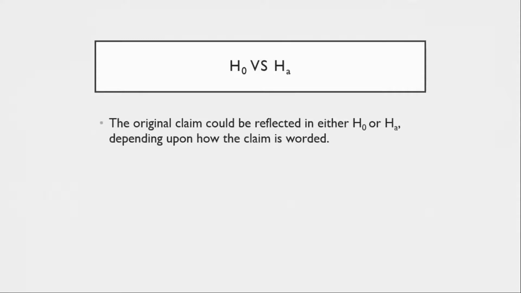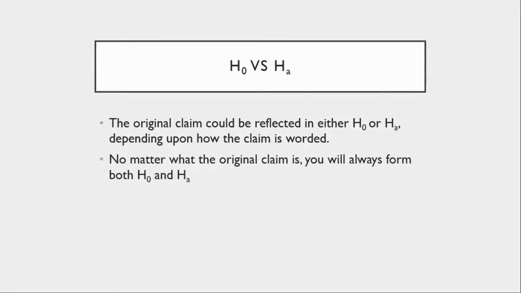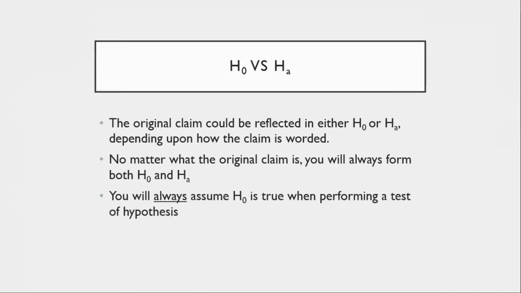Now, it gets a little difficult to figure out which one is which, so I want to give you some guidelines. The original claim can be reflected in the null or the alternative, depending on how the claim is worded. Typically the alternative is the one that we want to show is true. But no matter what the original claim is, we're always going to need to form this null and alternative hypothesis. You will always assume that the null is true when performing a test of hypothesis.